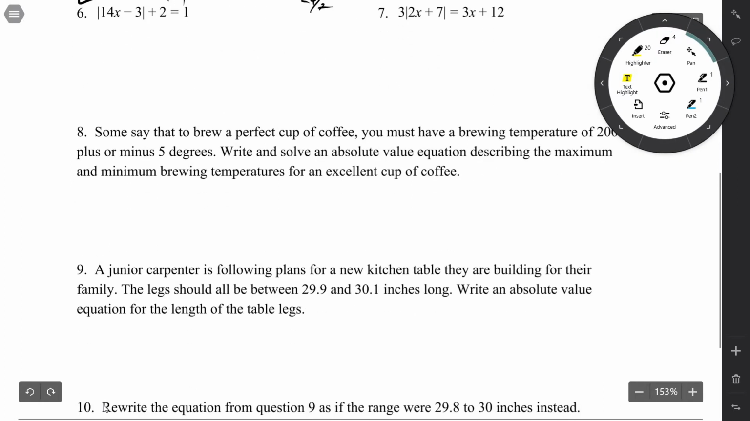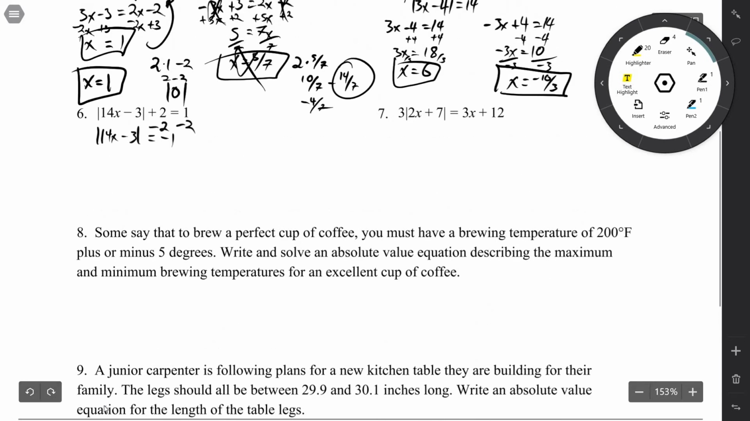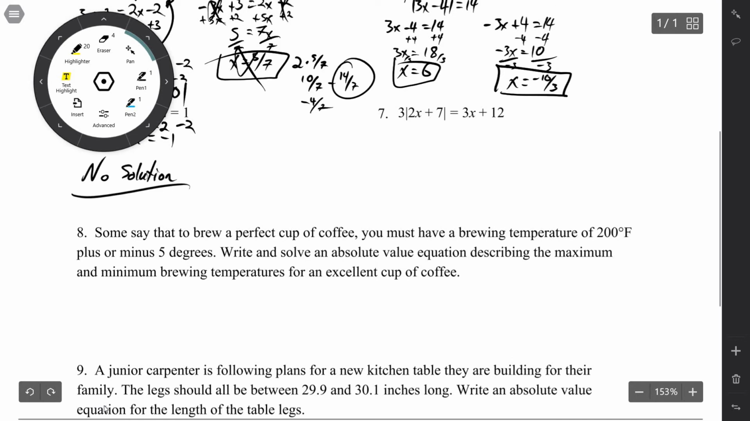What about number 6? This one's almost fine. We just need to get the absolute value by itself. So we can subtract 2 from each side. That's the absolute value of 14x minus 3 equals negative 1. Now, because of the checking that we've been doing, if you realize that we're asking for the absolute value to come out to a negative, you can stop right there and just say there's no solution. That is fine with me. It'll show that you actually know exactly what we're doing with these absolute value equations.